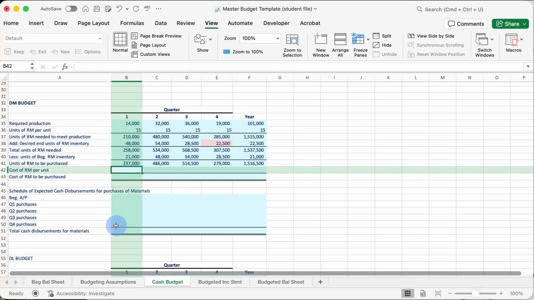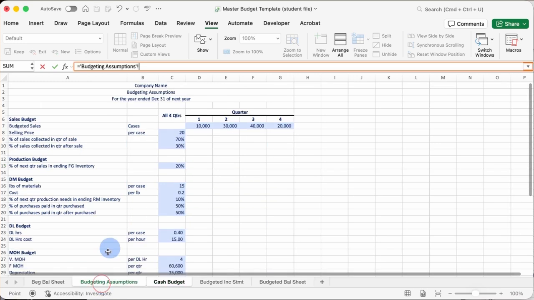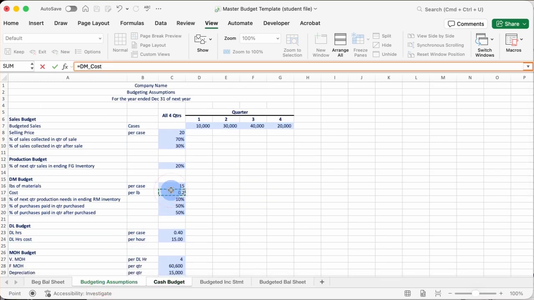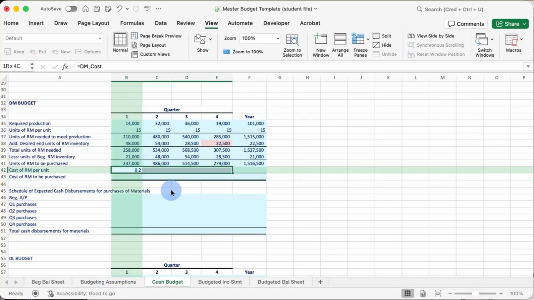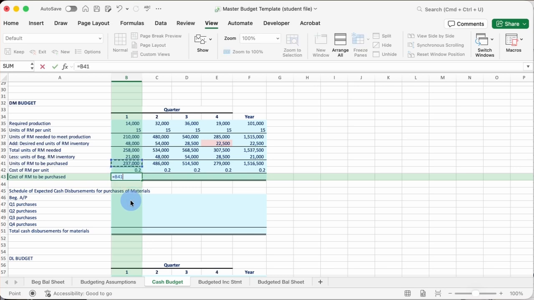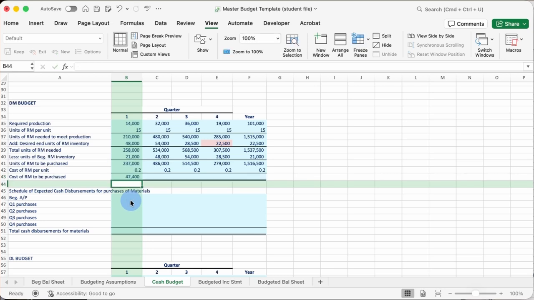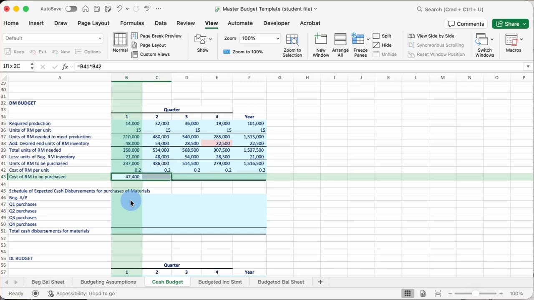Then we need to find our cost of raw materials per unit. That was in our budgeting assumption, so we'll say equals, come over here and grab the cost of 20 cents. Now we can fill this all the way to the right, and then do the multiplication of the raw materials times the cost. And we now have the cost of raw materials to be purchased for each quarter as well as the year.